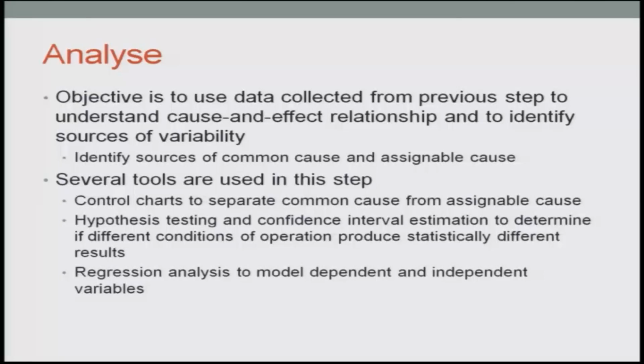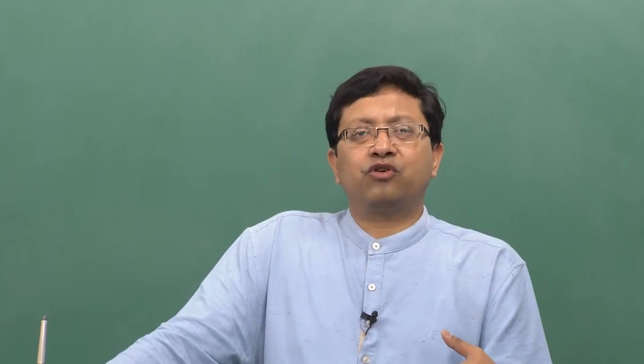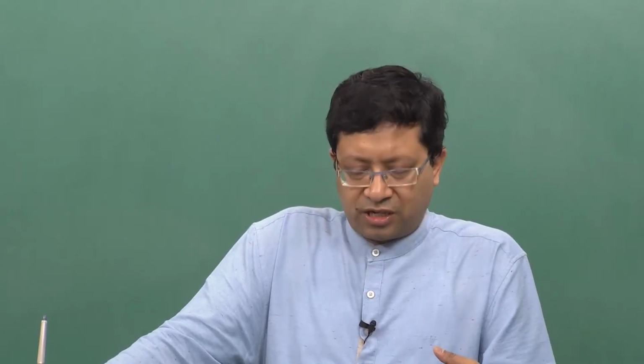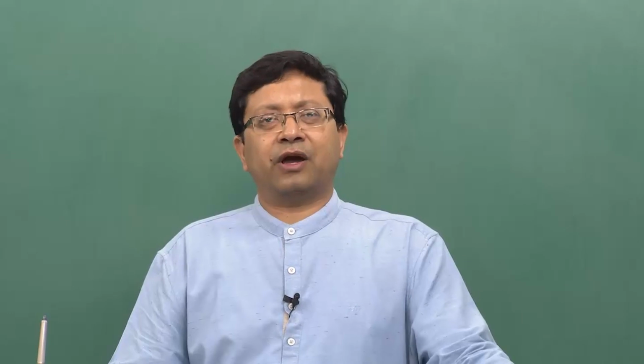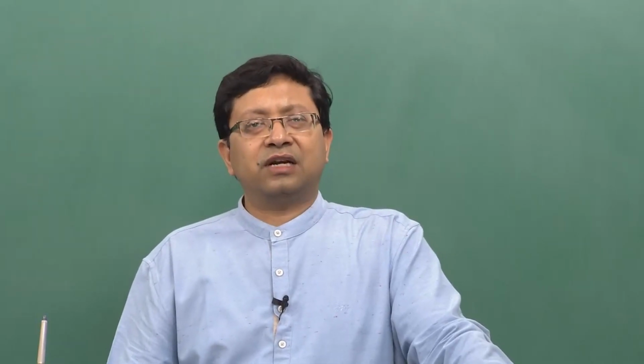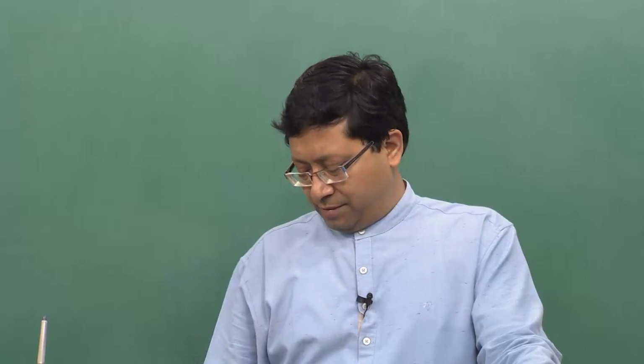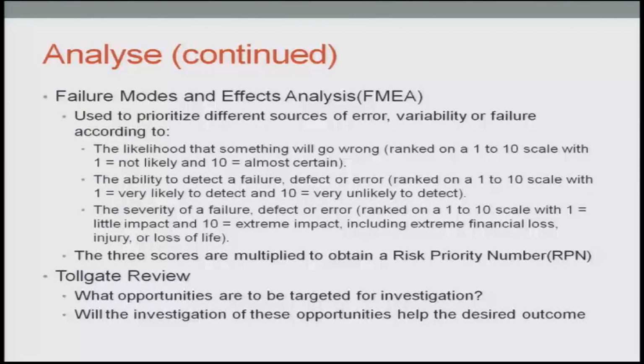Continuing that, hypothesis testing and confidence interval estimation determine if different conditions of operation or procedures statistically give different results. So, obviously, we will try to collect the data and try to prove or disprove this. And then regression analysis can also be utilized to model dependent and independent variables such that they can be implemented in the actual process. We would not be going into such detail for regression analysis, but we will definitely go into the concept of hypothesis testing and how the different types of statistical process control tools are utilized. So, continuing the analysis concept.